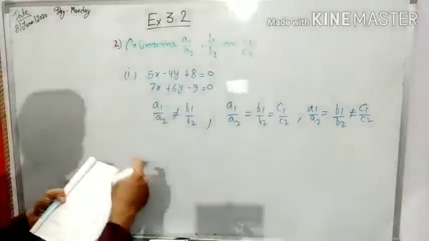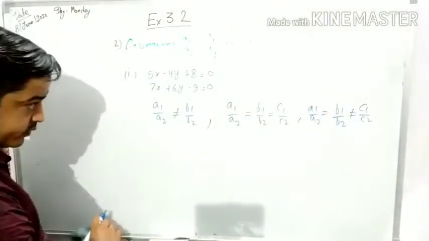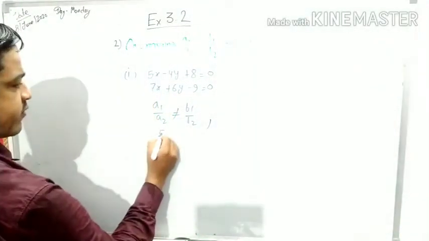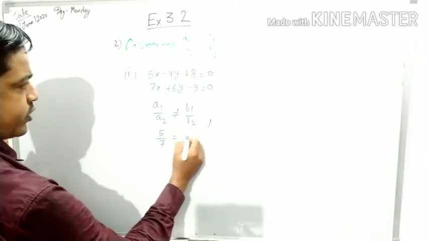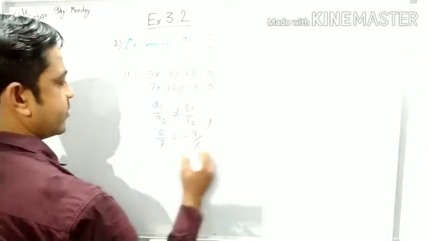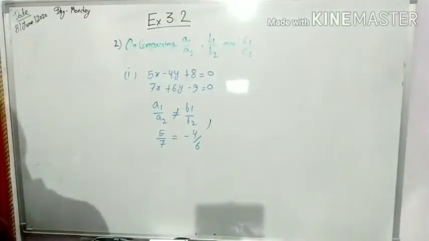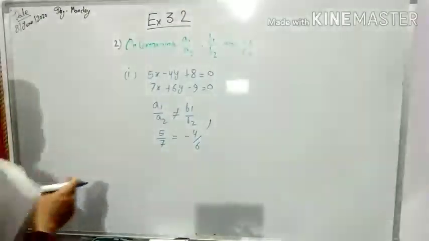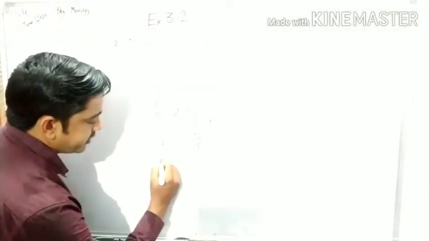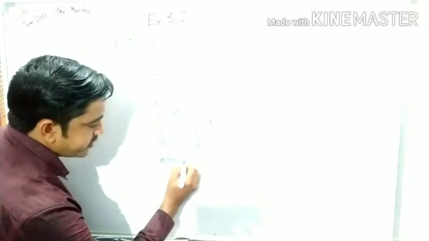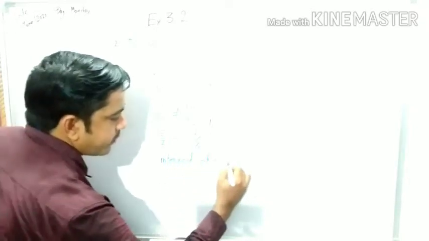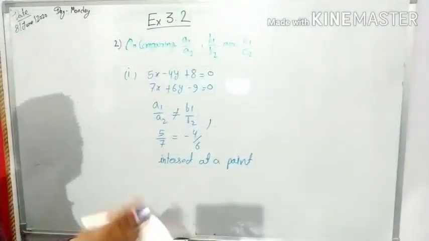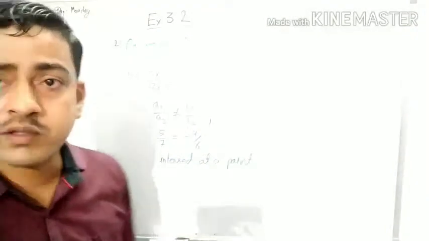So in the first condition, what do you see? This is the condition which is met: 5 upon 7 is not equal to 4 upon 6. So what can I say? We can say the lines intersect at a point. There is another question which is similar to this one. Now we move on to the third question.